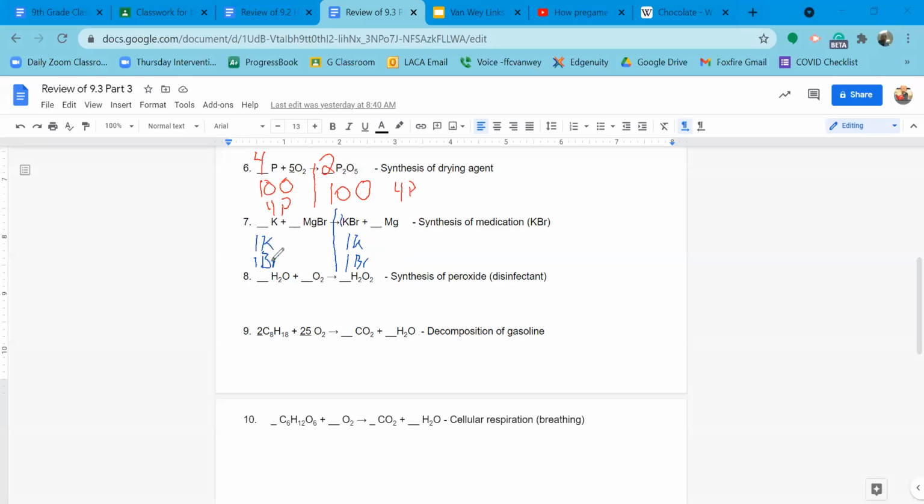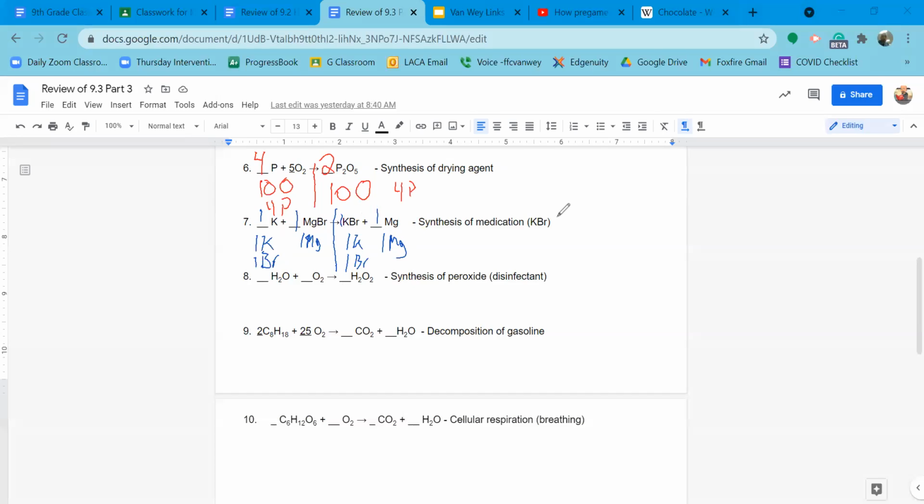Now I need to make that over here. So 1 potassium, I could just make that with this. And 1 bromine, well, this is the only molecule I have with bromine, so I'll make 1 of those. Okay, and that's also going to give me 1 magnesium. So I need to make 1 magnesium over here. And this is the only molecule I can have that. So now we are balanced. It is 1, 1, 1, and 1.